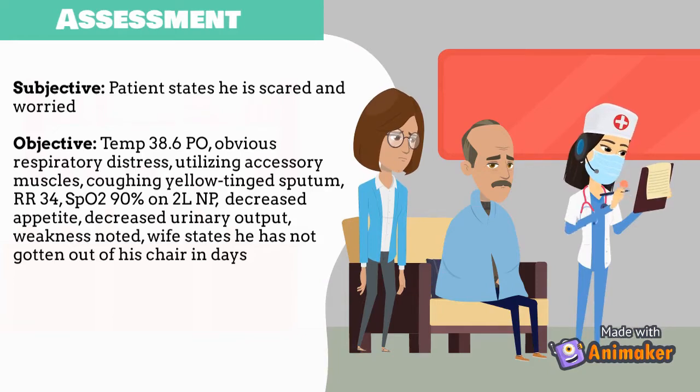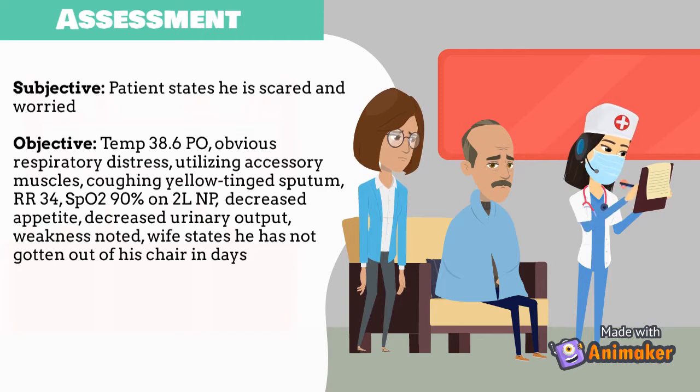Upon assessment, the patient stated he was scared and worried. For the objective data, his temperature was 38.6 by mouth. There was obvious respiratory distress utilizing accessory muscles. He was coughing yellow tinged sputum. His respiratory rate was 34 breaths per minute. His oxygen saturation was 90% on 2 liters nasal prongs.